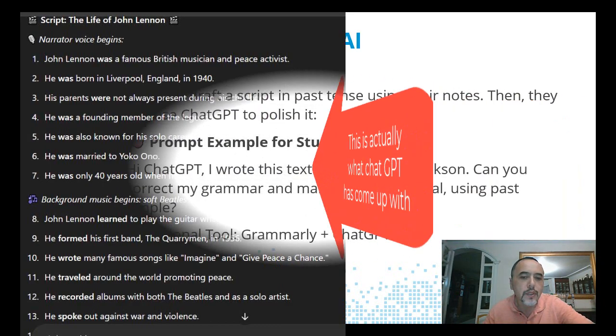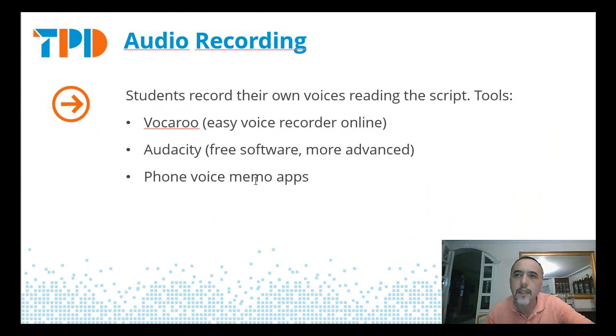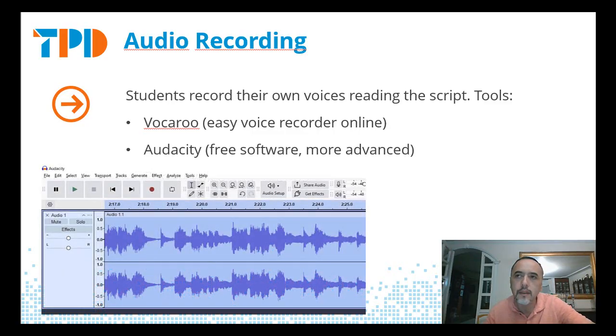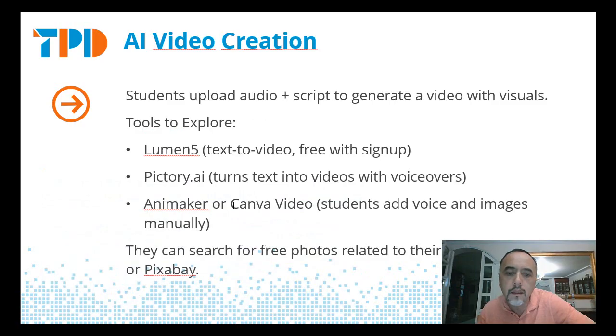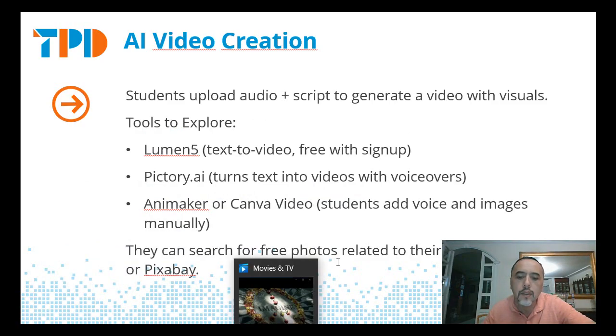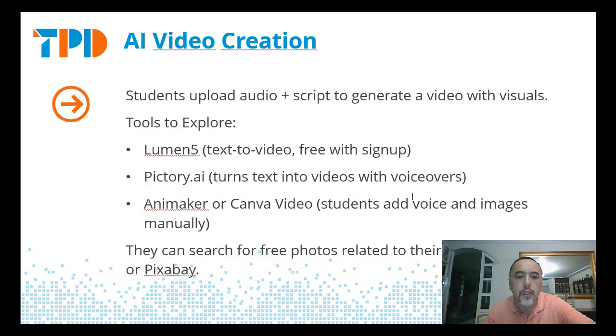Afterwards, depending on whatever they decide, they are going to record their actual voices. Rather than having the artificial intelligence record what the text says, I want students to record their own voices, so they can use either Buckaroo, Audacity, or any other electronic tool that they find useful. Once the audio has been created, they're going to use an artificial intelligence tool.